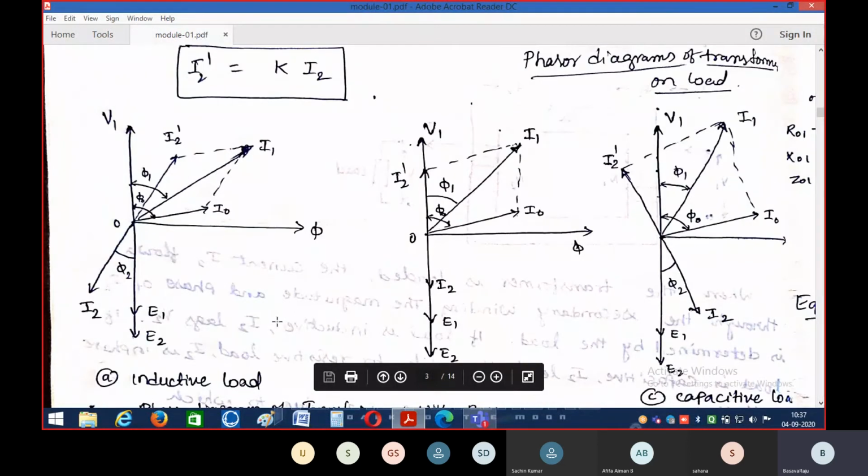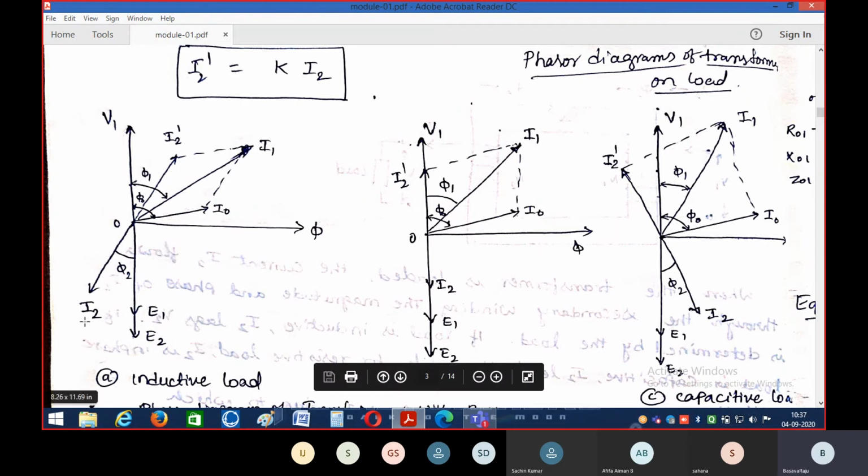That's it. Okay, that is the main reason. Now, as we already know, in the case of inductive load, the current always lags behind the voltage by the angle phi, where phi is nothing but the power factor of the respective load which has been connected. So this is the I2 current which lags behind the induced voltage E2 by an angle called phi 2. This phi 2 is nothing but the power factor angle of the load.